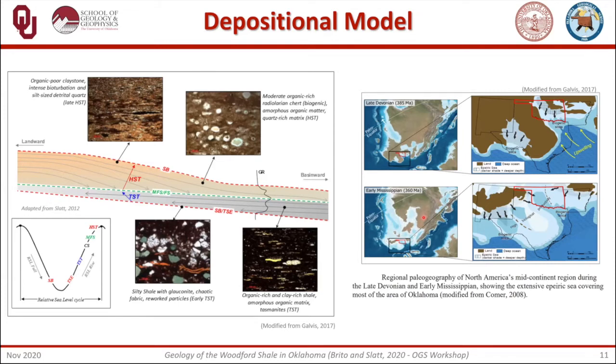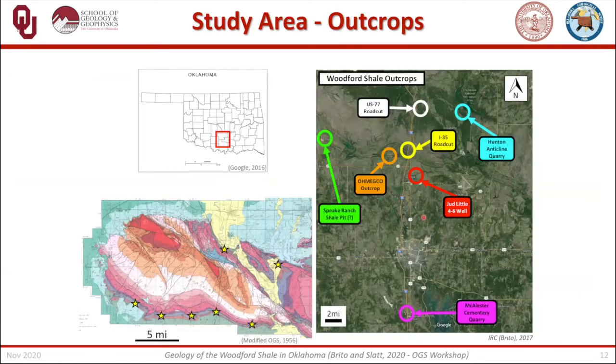Particularly the differences between the content of biogenic silica coming from radial area into the basin, due to upwelling from the southeast of deeper water and colder water. So some of the examples today include the outcrops in the Arbuckle. Even though Oklahoma is very flat, the Arbuckle Mountains are a great place to look at Woodford rock. If you are ever interested in this, feel free to reach out.